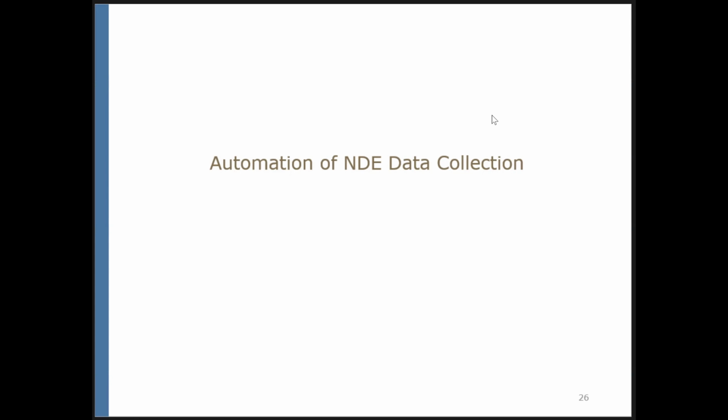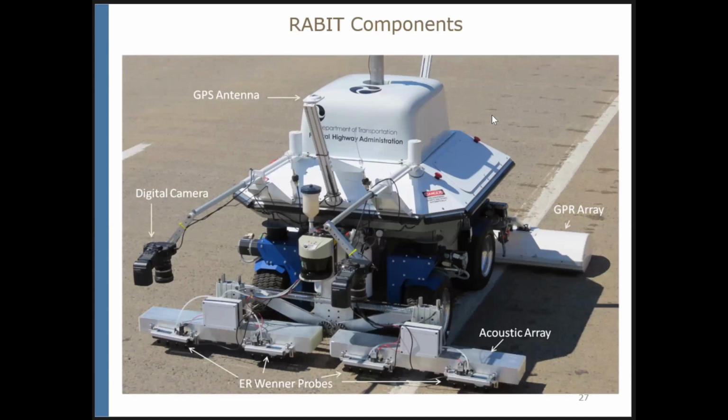One of the reasons why this is not as fast a system is because we have to have contact measurements. So this is a robotic system, RABIT, which deploys 4 NDE technologies. What you see on the front end are acoustic arrays. Those have multiple impact echo and ultrasonic surface wave devices. There are 4 electrical resistivity probes on the front end. And on the rear end, there are ground penetrating radar arrays. So these are not just single antennas. Each of those white boxes has 16 antennas.